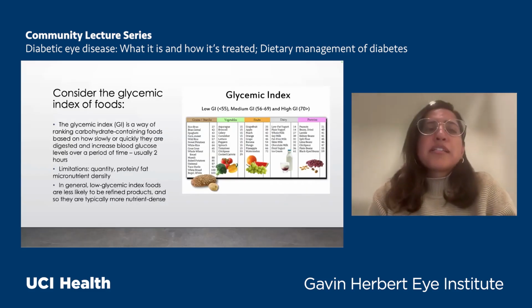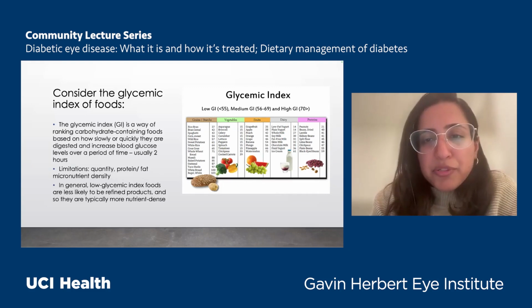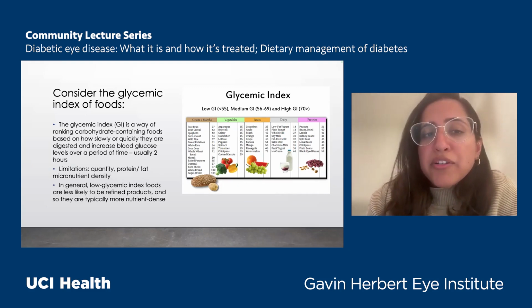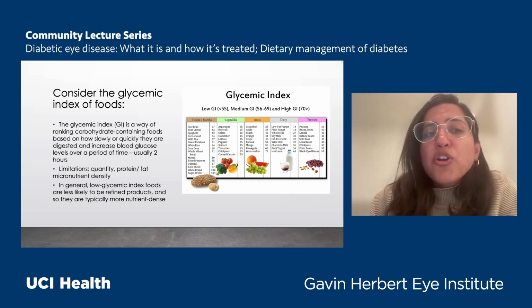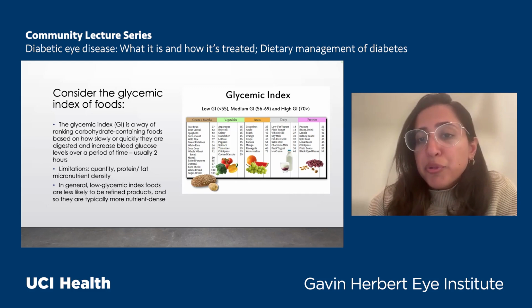Another thing you could consider is the glycemic index of food. What is a glycemic index? This is a way of ranking carbohydrate-containing foods based on how quickly they're going to increase the blood glucose levels over a period of time. Usually it's about 2 hours after consumption of that food.